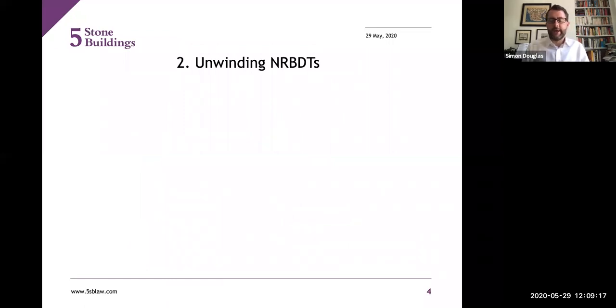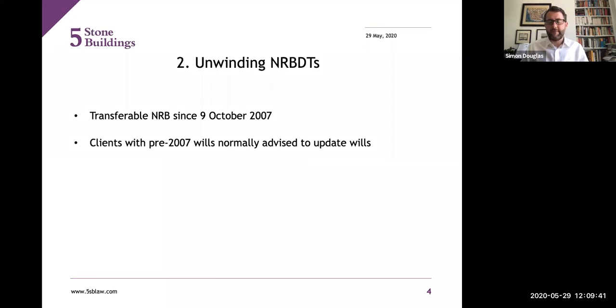Now, as I mentioned, since 2007, it's been possible for the first spouse to transfer their unused nil rate band allowance to their surviving spouse. And since that date, it's generally been the case that clients should not use nil rate band discretionary trusts, that they're simply not needed anymore. So where you have clients who are still alive with pre-2007 wills, the normal practice is for them to update their wills and to get rid of the discretionary trust.